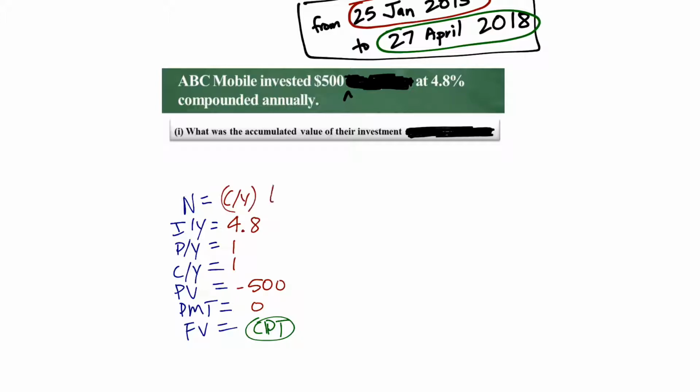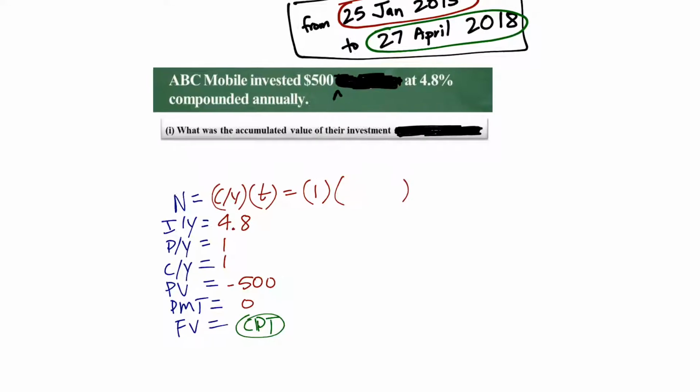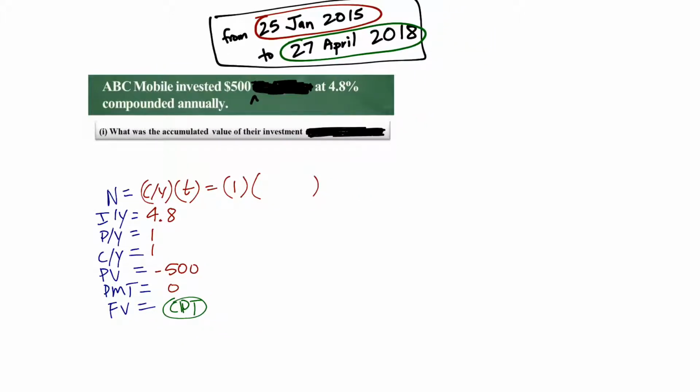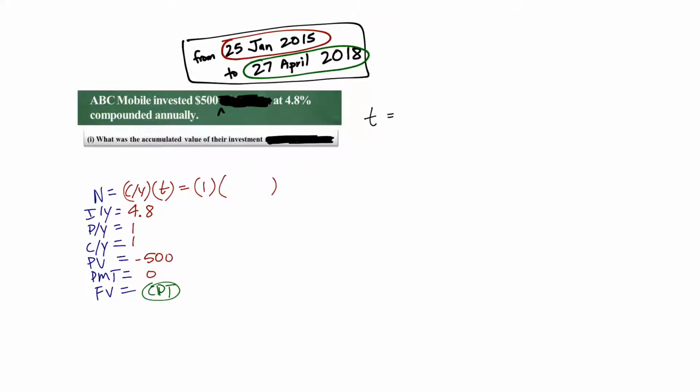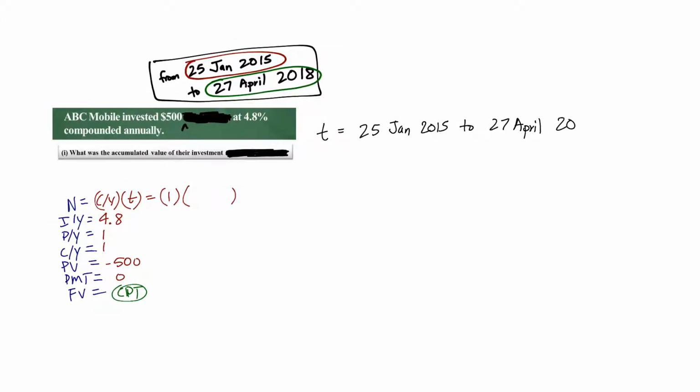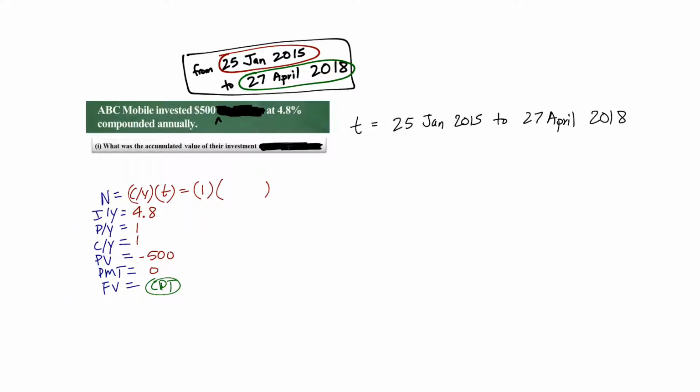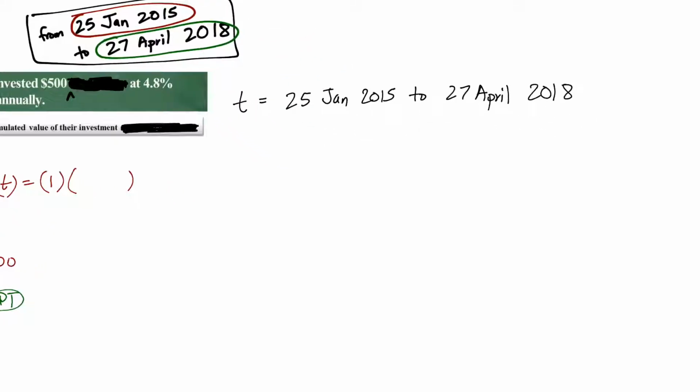CY times T. We know CY is 1. We just don't know T yet. So I'll just keep that blank for now, and I'll try to find T. So the thing about the duration of the investment, we have two dates. 25 Jan 2015 to 27 April 2018. I'll zoom back in on the blue table quickly, but soon. But let me just look at this first.